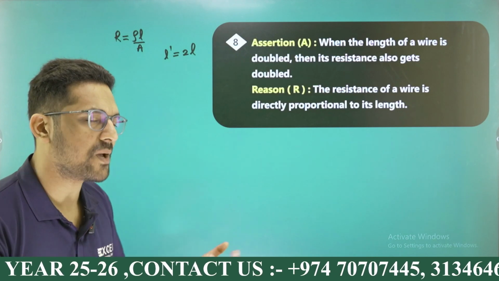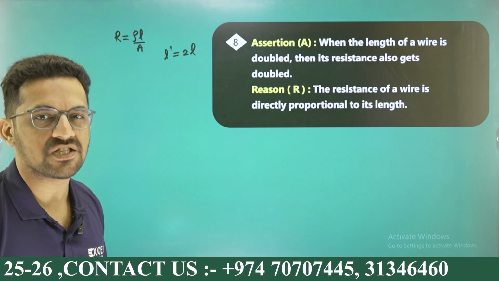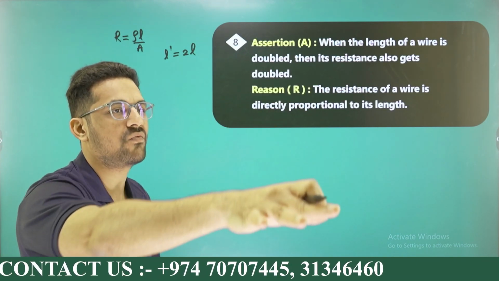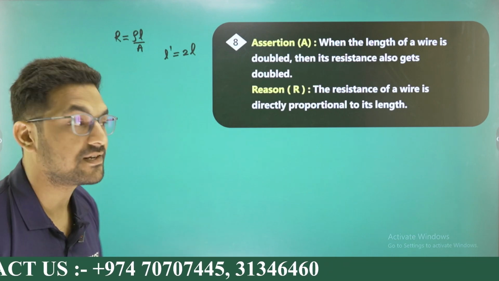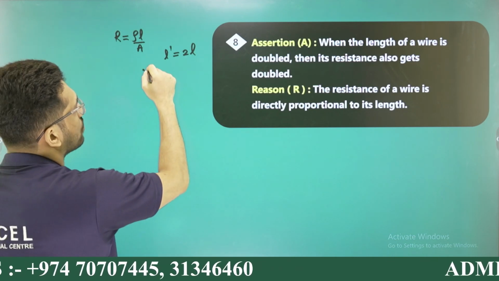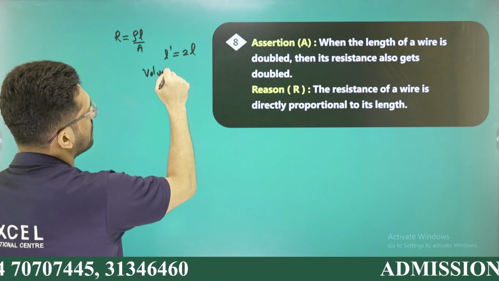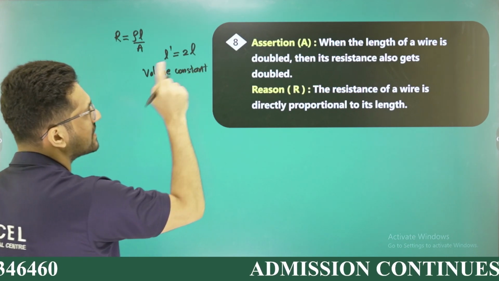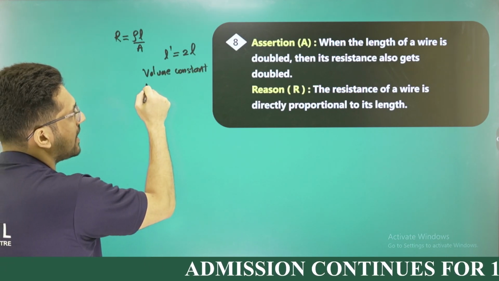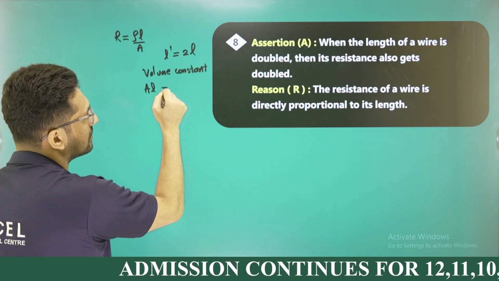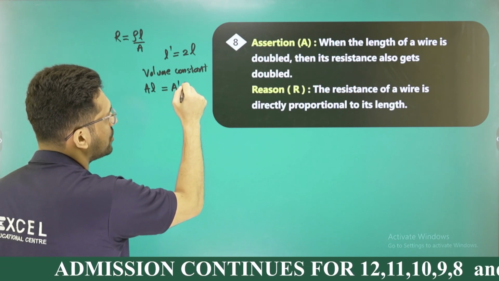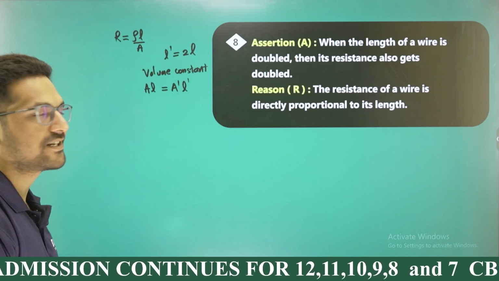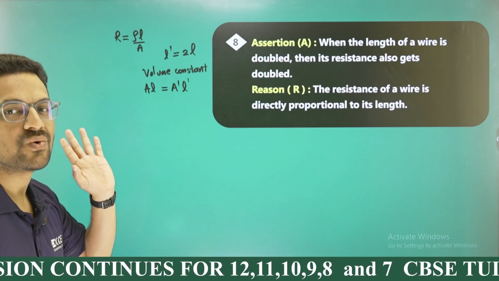What happens to the area if you are stretching it? What happens to volume if you are stretching it? Volume will not be changing. If you are cutting it and removing some, then the volume will be changing. Otherwise, there is no change in volume. So the main idea is volume is a constant. If volume is not changing, old area into old length will be equal to new area into new length, isn't it? Right. From this, you can find a new area.